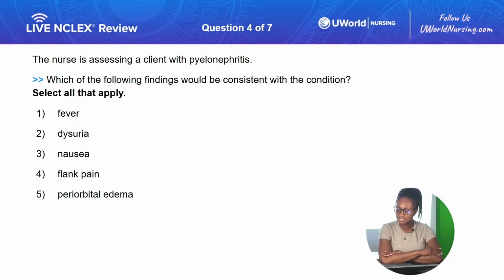Lots of correct answers for this one. This one is a basic knowledge and understanding type question. What are the symptoms of pyelonephritis? Good job, guys. Seeing lots of 1s, 2s, 3s, and 4s.